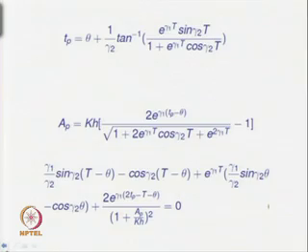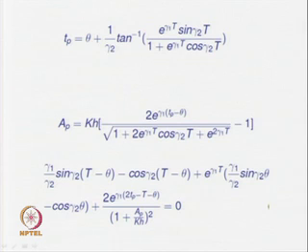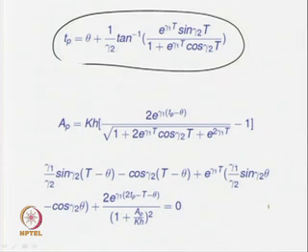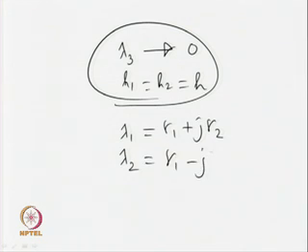So, here what assumptions you have to make? Lambda 3 tends to 0 and h 1 equal to h 2 equal to h. With those assumptions, the peak time can be expressed as T p is equal to theta plus 1 upon gamma 2. Where did gamma 2 come from? Again you need to substitute lambda 1 is equal to gamma 1 plus j gamma 2 and lambda 2 is equal to gamma 1 minus j gamma 2.